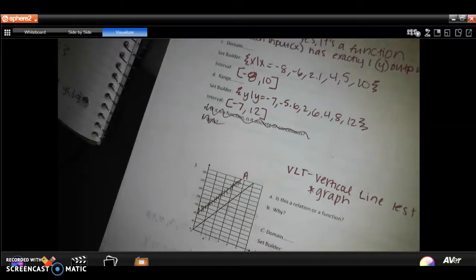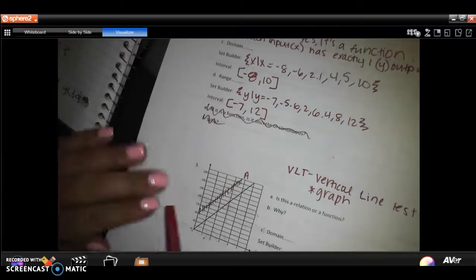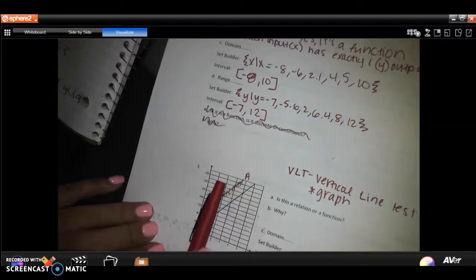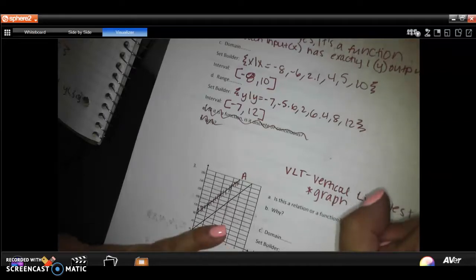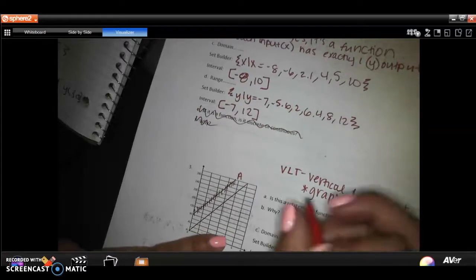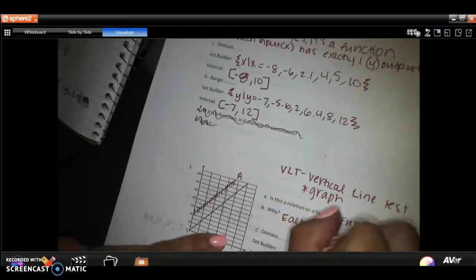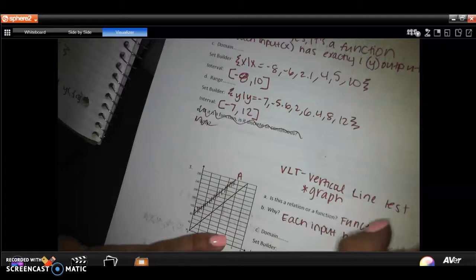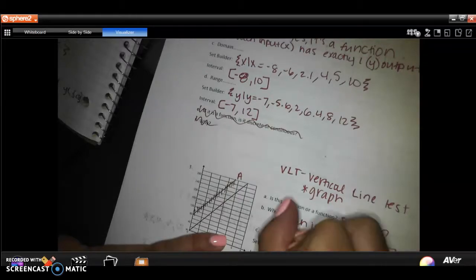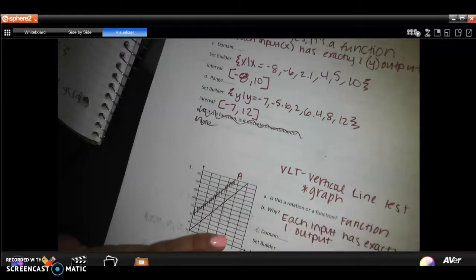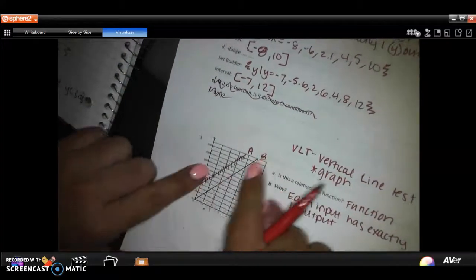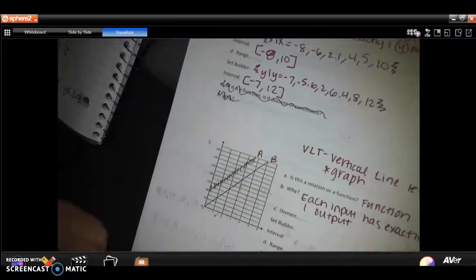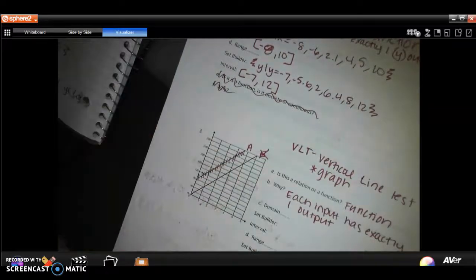Why? Because if I have the vertical line test, and I'm going up and down, my pen on this line is not hitting any other point on that line at once. So this is going to be a function, and the reason why is each input has exactly one output. We'll talk the next couple days about, well, what if we were to put this line in here? How is that going to change our relation and function? But for now, we're not looking at B. We're just looking at line A.